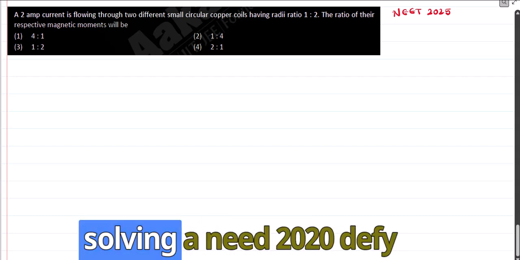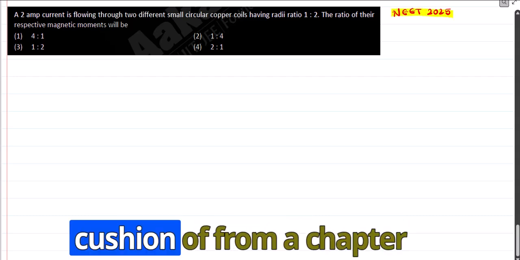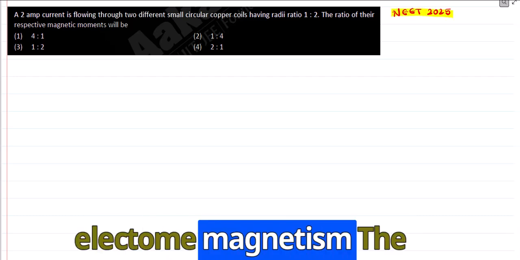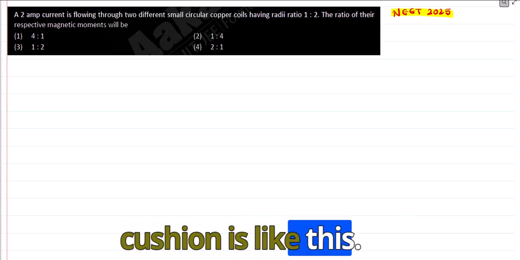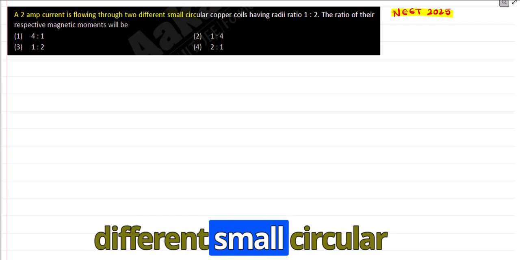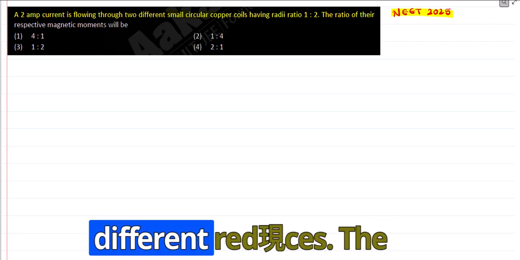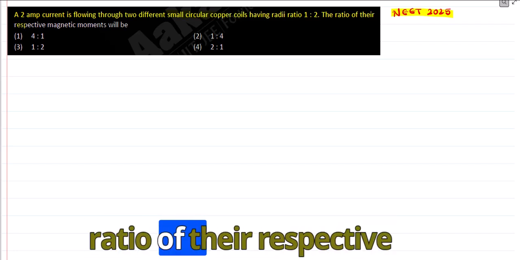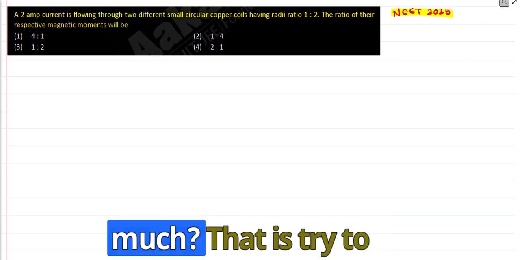Here in this video, we are solving a NEET 2025 question from the chapter Electromagnetism. The question is like this. A 2 ampere current is flowing through two different small circular copper coils having different radii. The ratio of their respective magnetic moments is how much, right?